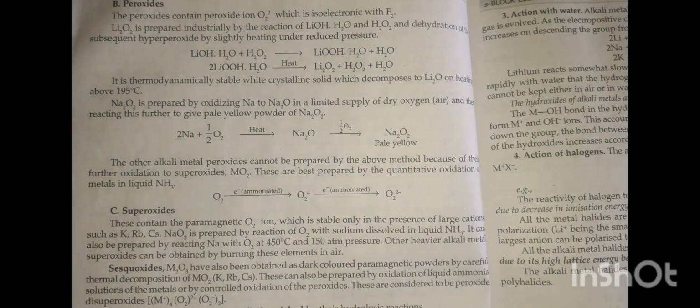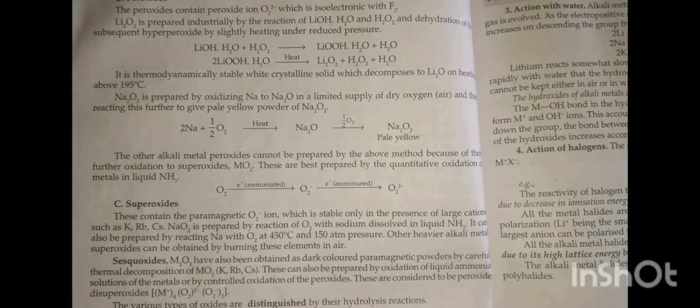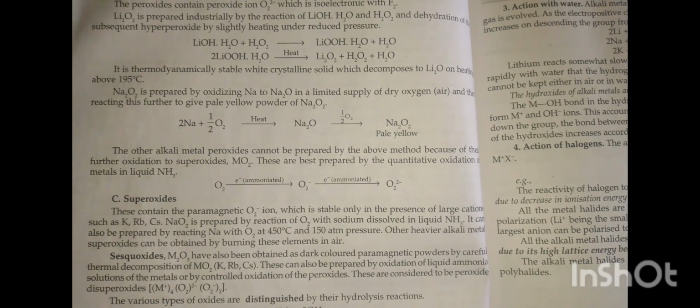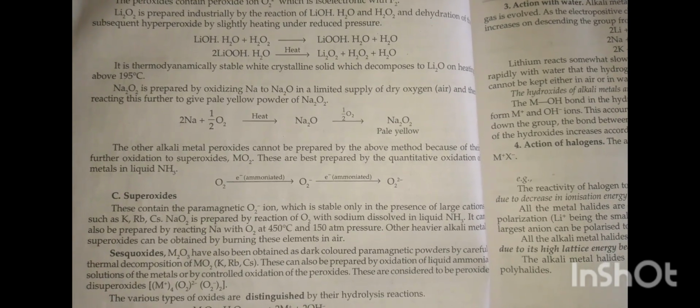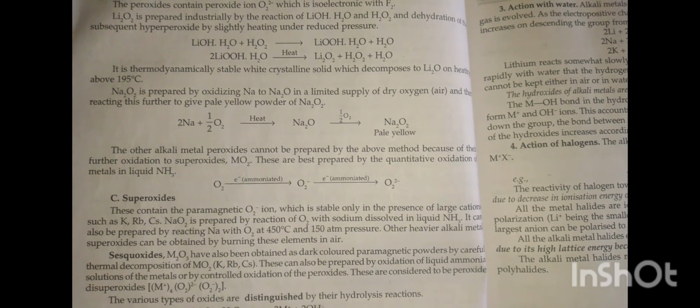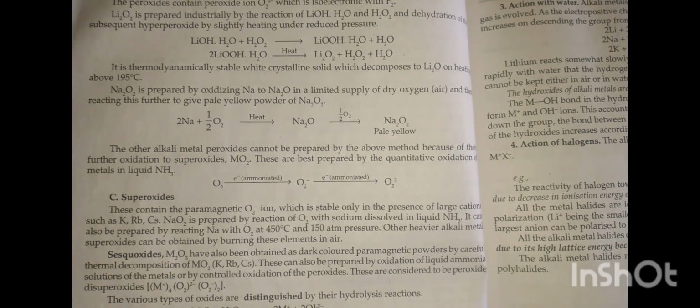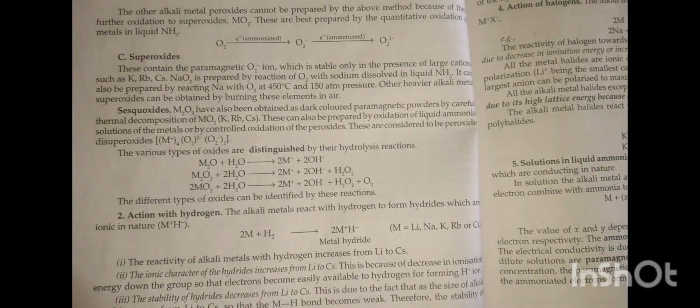Peroxides. The peroxide contains peroxide ion O2 2-, which is isoelectronic with F2. Li2O2 is prepared industrially by the reaction of LiOH, Na2O and Na2O2 and dehydration of the subsequent hydroperoxide by slightly heating under reduced pressure.